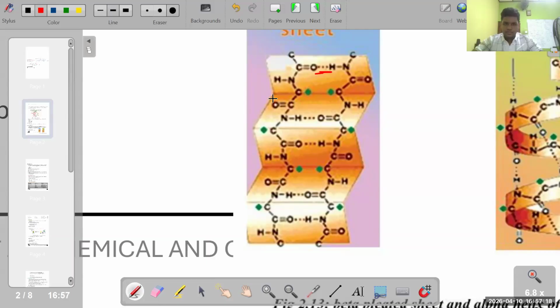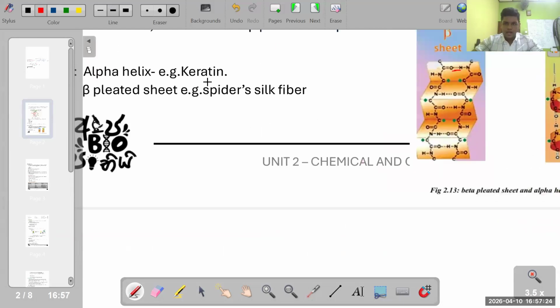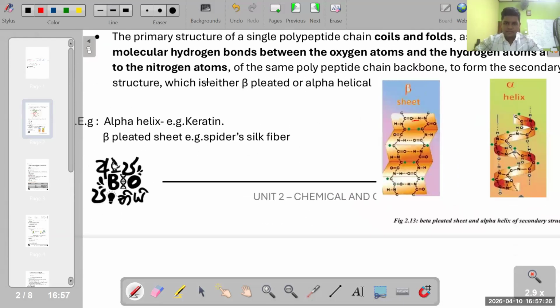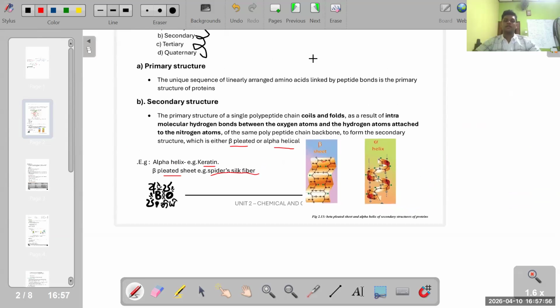So after these bonds take place, the primary structure will develop into the secondary structure. In the secondary structure, there are two forms: beta pleated or alpha helical. It depends on the structure. They won't ask what beta pleated and alpha helical are, but they have given examples, and they can ask the example. For alpha helical, the example is keratin protein. For beta pleated, the protein is spider silk fiber. So just check this primary structure and secondary structure, and let me know if you have any doubts. If you are clear, we'll move to the tertiary and quaternary.